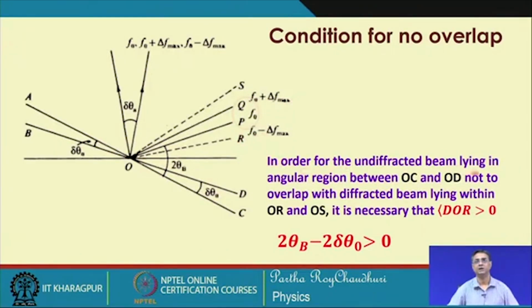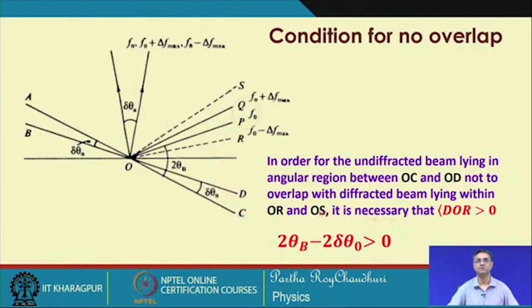In order for the diffracted beam lying within the angular region, within this region ODR, DOR, you cannot allow this diffracted beam to come down. So, OC and OD should not overlap with the diffracted beam lying within this OR and OS, within this range. So, this is the necessary condition that this DOR must be greater than 0. That means they should never overlap, this 0th order and the diffracted order beam should never overlap.